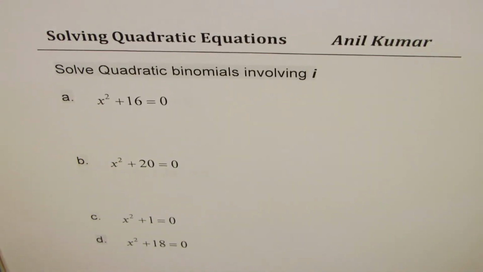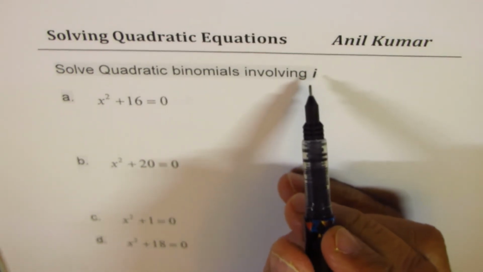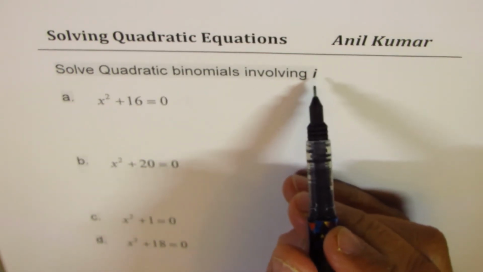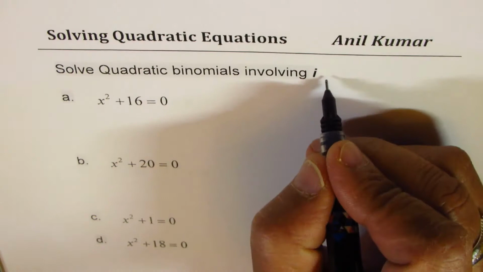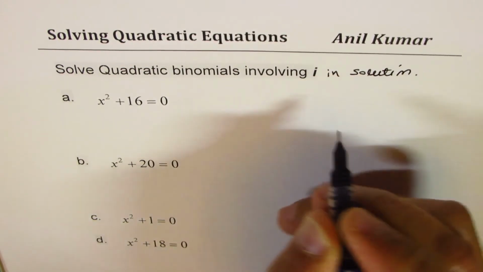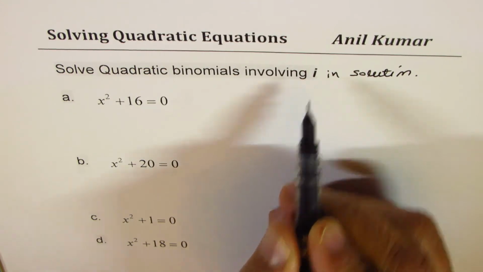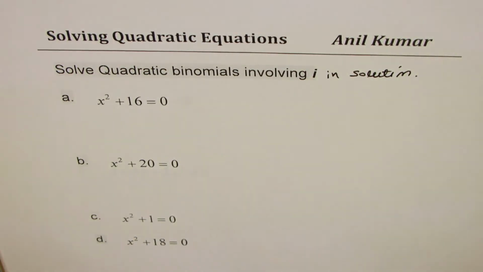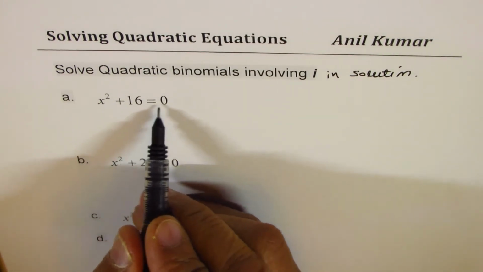Now we'll solve quadratic binomials involving i. Involving i really means i in the solution, right? We'll also take up quadratic equations where i will be involved in one of the terms. Okay, so we have x squared plus 16 equals 0.